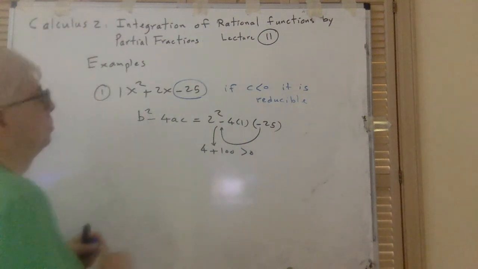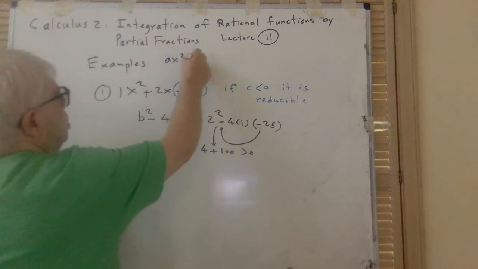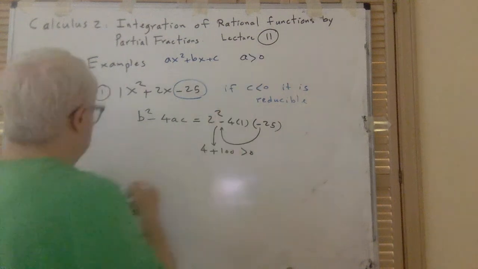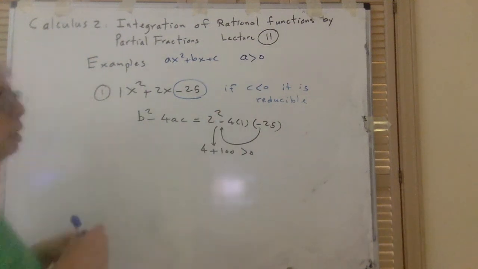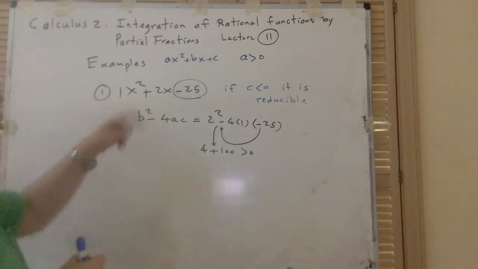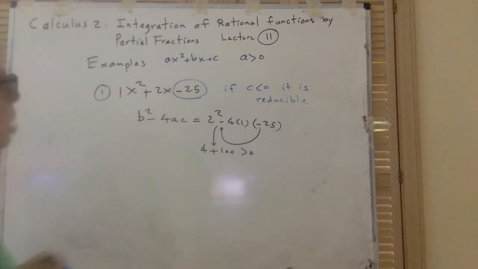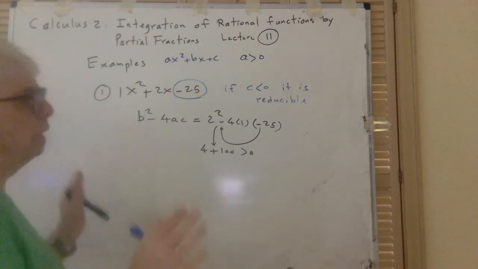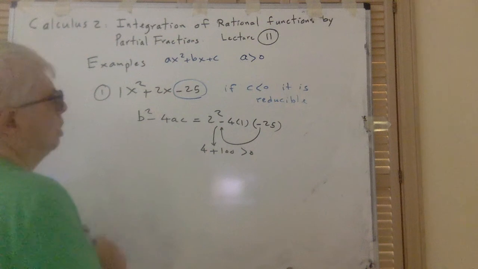By c I mean this, ax squared plus bx plus c, and I'm assuming that a is bigger than 0. Always, when you are given a quadratic, if it has a negative leading coefficient, just factor out a minus 1, so the inside is positive.